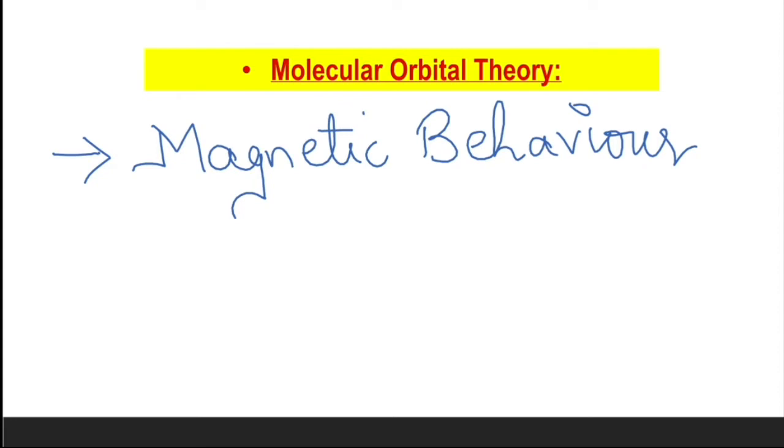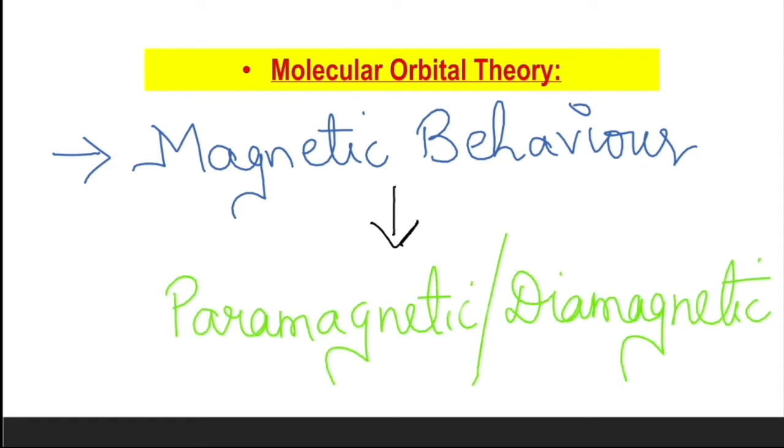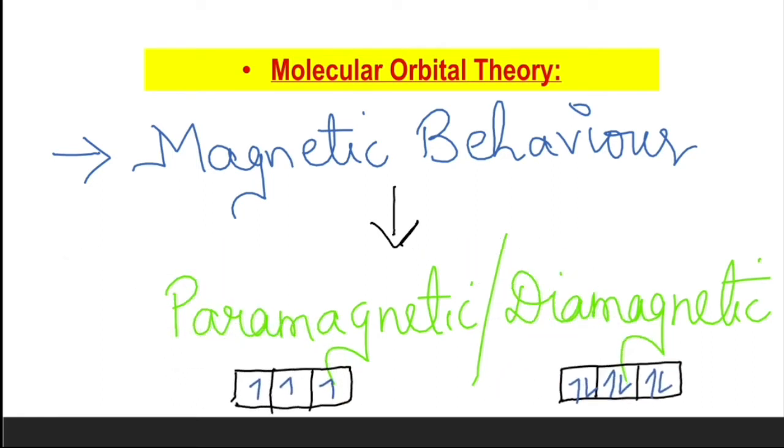Next, we can predict the magnetic behavior of the compound, whether it is paramagnetic or diamagnetic. A compound or a molecule will be called a paramagnetic compound when there is an unpaired electron present in its orbital. But if all the electrons are paired up, then that particular molecule will be known as a diamagnetic molecule. That means there will be no effect of magnetic field on that molecule.